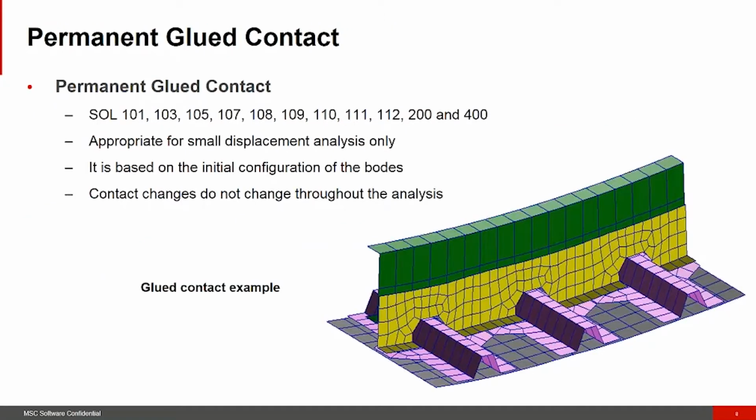Some of the options available in MSC Nastran. These are the different contact types. I'm going to start by talking about the permanent glue contact. Permanent glue contact is the first one that we're going to discuss. In this case, the bodies are fixed. It's kind of like a fixed or welded kind of joint at the contacting surface. So that's why there is no relative normal or tangential displacement between the parts.